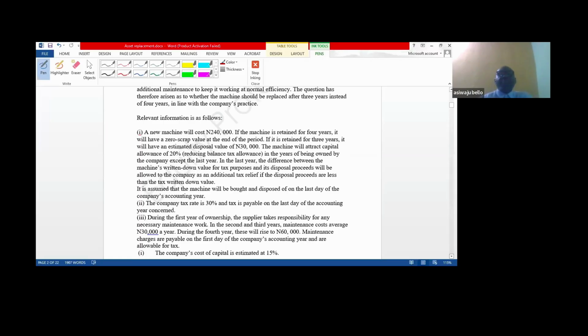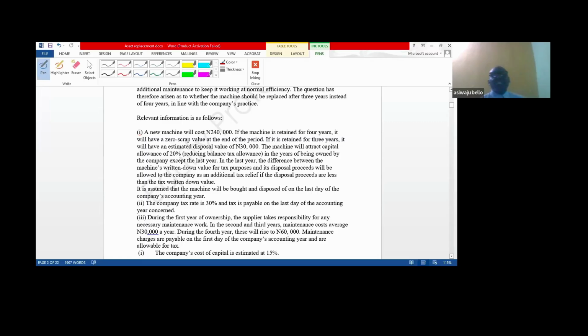The machine will attract capital allowance of 20%, reducing balance tax allowance in the years of being owned by the company. You are going to claim capital allowance in the years of ownership, except the last year. In the last year, the difference between the machine's written down value for tax purposes and its disposal proceeds will be allowed to the company as additional tax relief if disposal proceeds are less than the tax written down value.